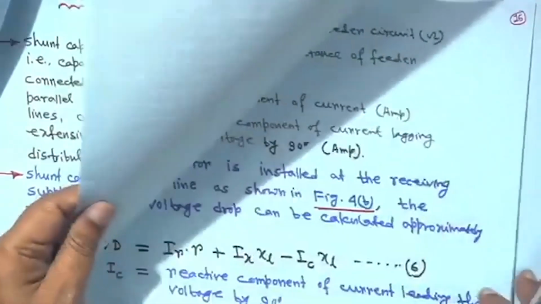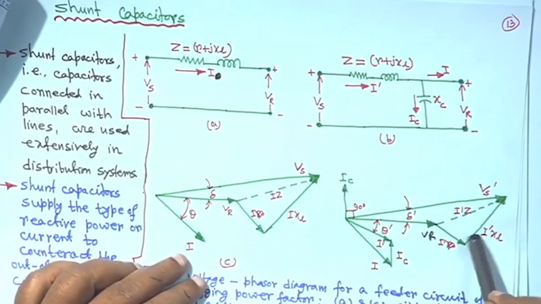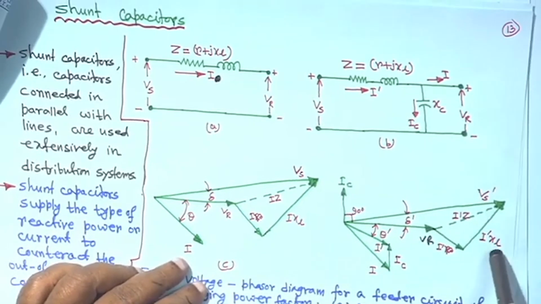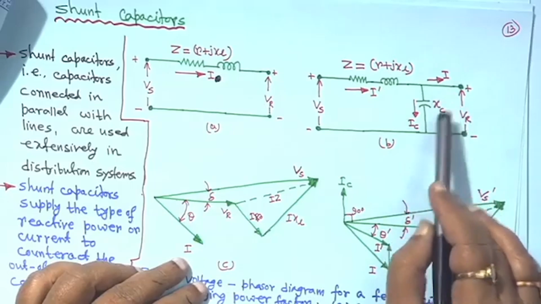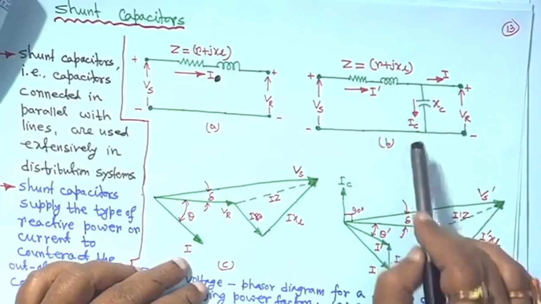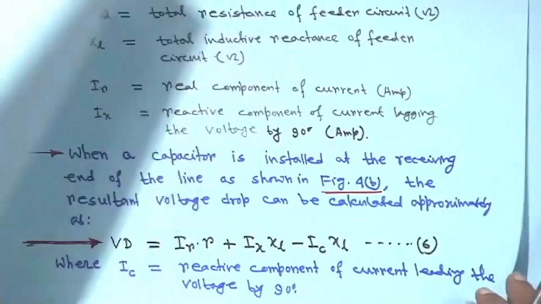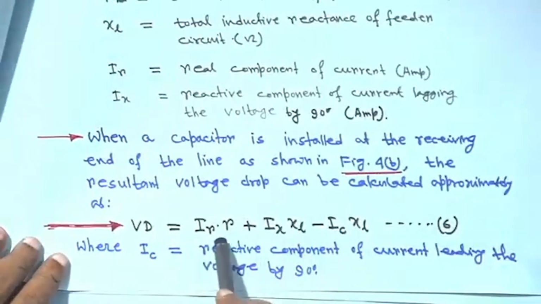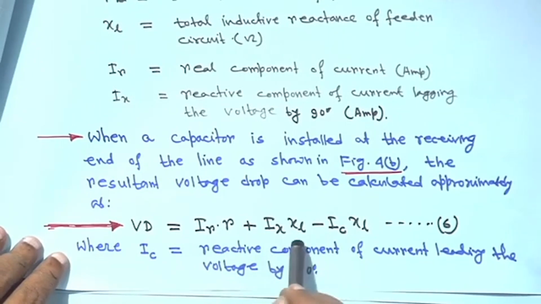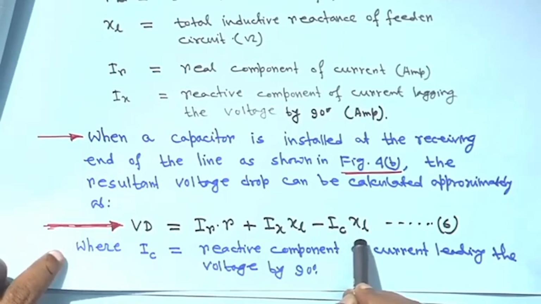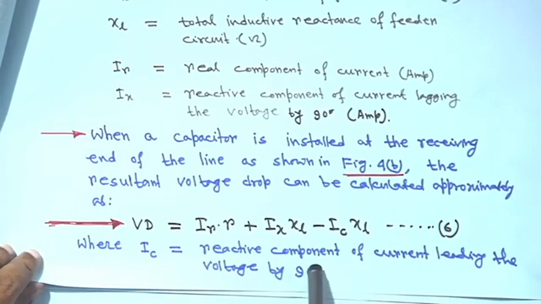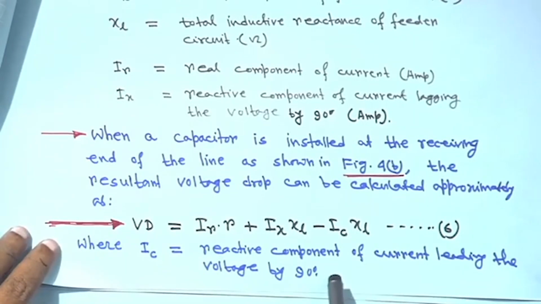So, because of everything I have told, if you take this I dash XL, actually I dash is equal to your I plus your IC, right. In that case, if you simplify a little bit on your own, you will see that the voltage drop will be IR into R plus Ix into XL minus IC into XL, right. This is actually equation 6, where IC is the reactive component of current leading the voltage by 90 degrees, right.